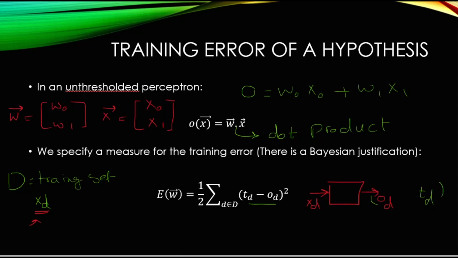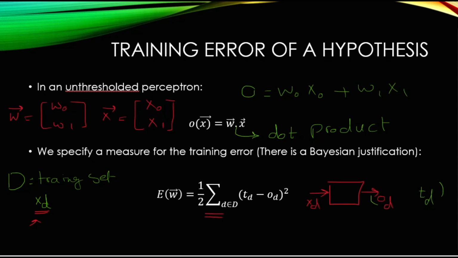There is a good reason why we have this 1/2 over here, but we're not going to get into that for now, okay? So we square that difference. That's why we call this the sum squared error, right? Now, we would do this for every training example in our training set, capital D. And that's why we have this sigma sign over here, right?